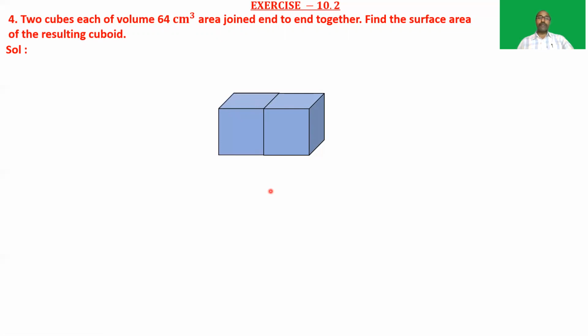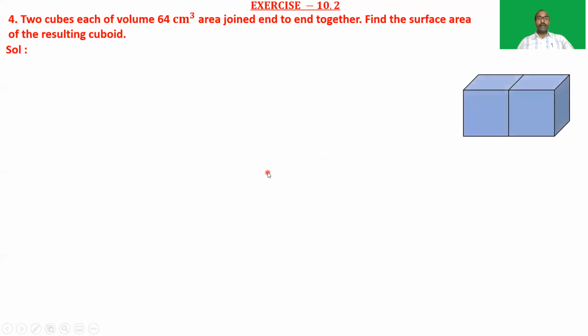Now the figure so formed is a cuboid, isn't it? Because in the first one, the length, breadth, and height are the same, but in the resulting picture, the length changed to twice the side of the first cube that we have taken, and the breadth and height remain the same. So the resultant picture is a cuboid.